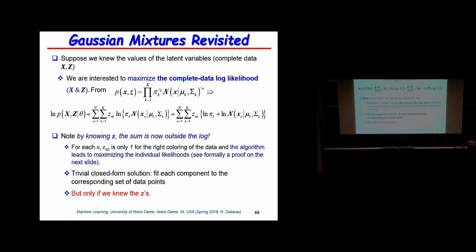So if you knew both X and Z, and you take logs and sum over n, you will get Z_nk times the log of pi_k and the log of the Gaussian. We agree? Now, when I write this equation, I don't know Z. I said if I knew Z, this is what we have. And because we don't know Z, we said we're going to take the expectation of Z. So what's the expectation of Z for our problem, for the Gaussian mixture?